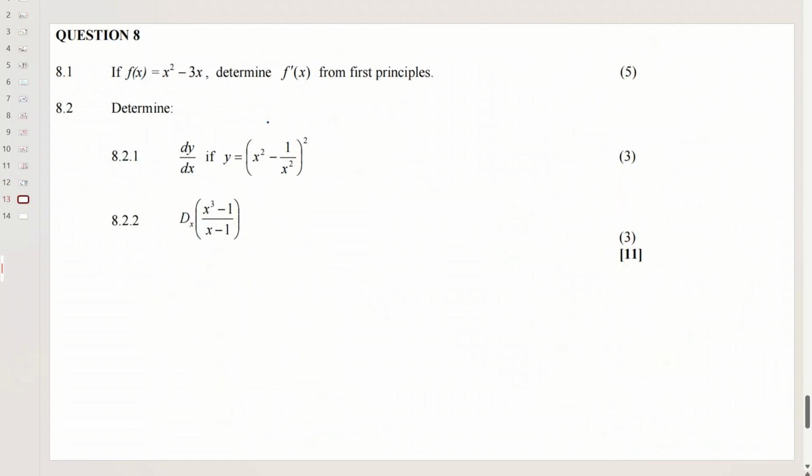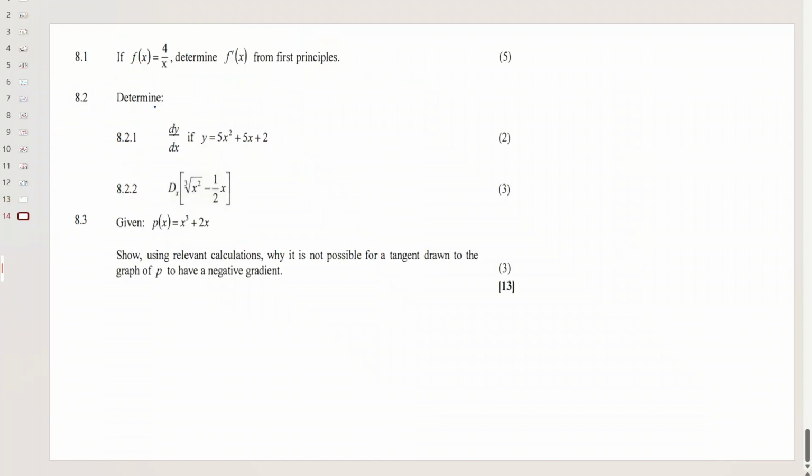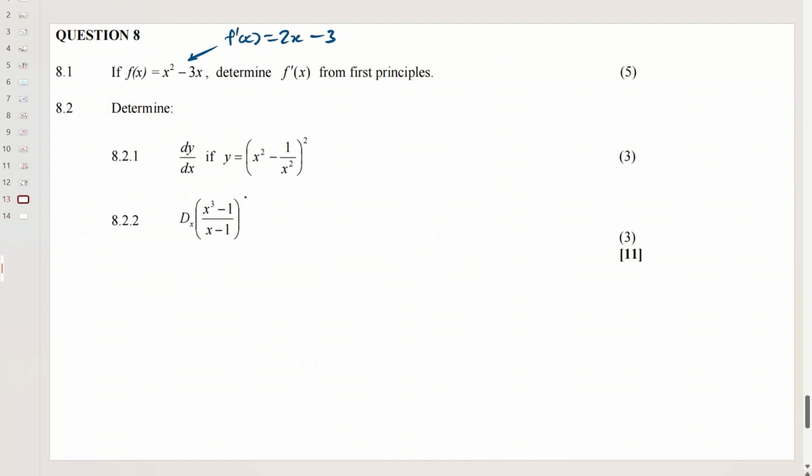Just two more questions to go, guys. This one I'm not going to do it. So remember, when you take the derivative here, you're just going to have 2x minus 3. And I'm just going to help you with this one. In the meantime, just think of this one. Hey, how am I going to deal with that?